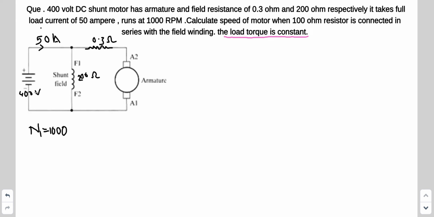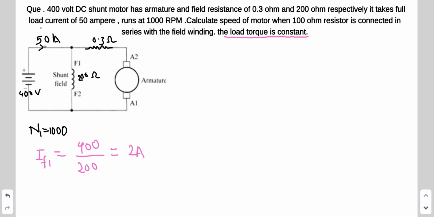So we have been given the supply voltage, the field resistance, IF1, IA1 and the current I1. First we will find the current through the shunt field, so first we will calculate IF1. IF1 will be the voltage supply across the field resistance divided by the field resistance. So voltage is 400 volt divided by resistance 200 ohm, so our field current is 2 ampere.